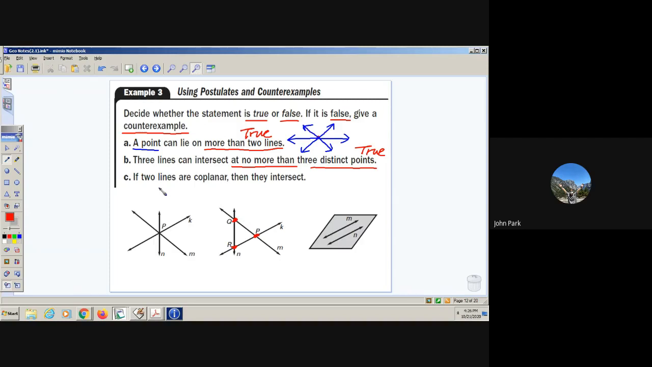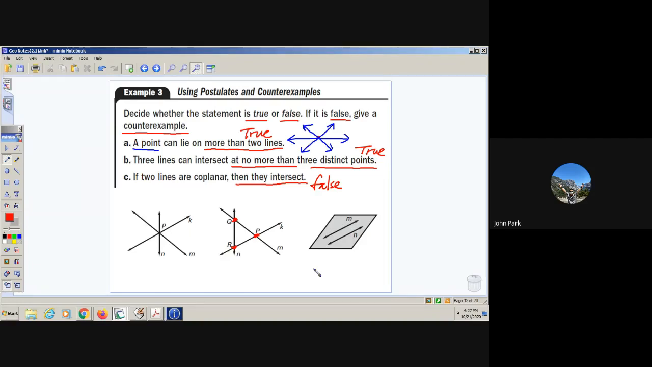Now the last one: if two lines are coplanar, so they're on the same plane, right? So we've got line M, line N on the same plane, then they intersect. Well, obviously that's false because we drew a counterexample here. Two lines are on the same plane, but they don't intersect because they're parallel. So that's false. And that would be a counterexample that you draw to show that statement is false, right?